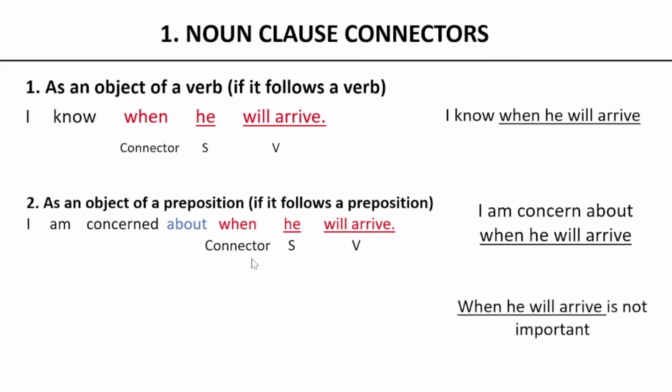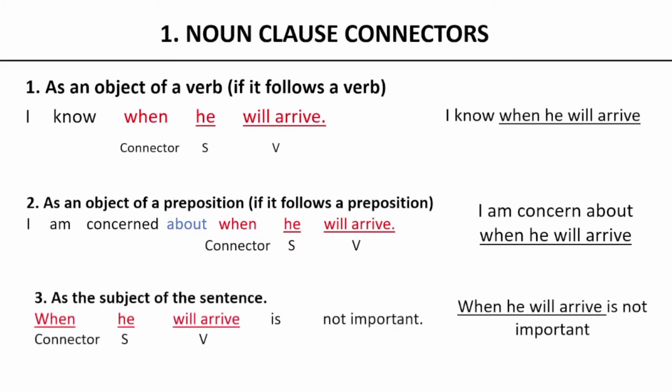Okay, the third: When he will arrive is not important. So this is the subject of the sentence. The noun clause functions as the subject of the sentence here. So what is the subject of the sentence? When he will arrive. Okay, and then let's look at the noun clause. When he will arrive, we also have subject he and will arrive verb. And don't forget the connector, of course.